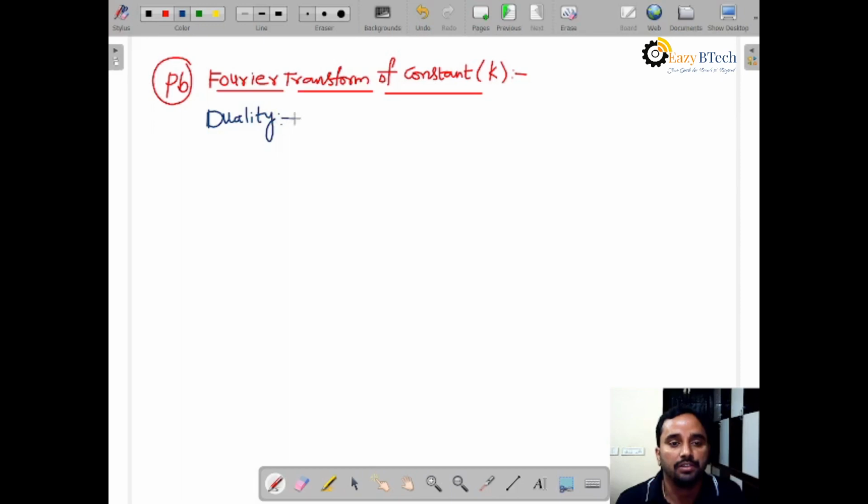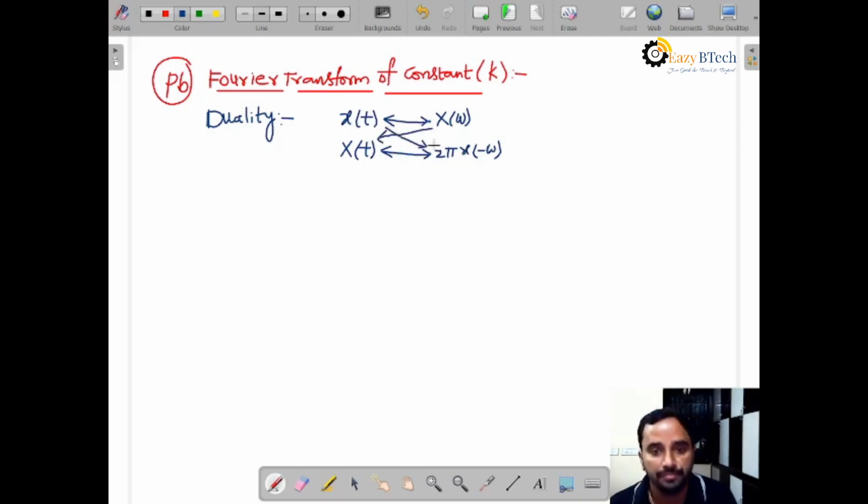Duality. We know what the duality property says. Suppose x of t is the signal, its Fourier transform is capital X of omega. Then capital X of t has Fourier transform 2 pi into small x of minus omega. We can understand this well using the cross arrows.